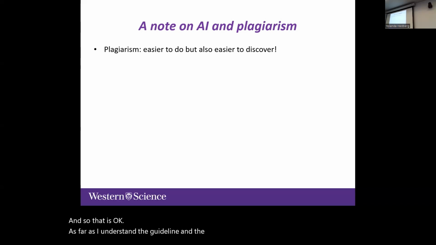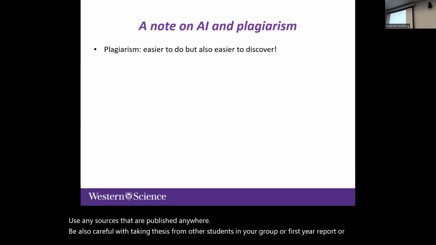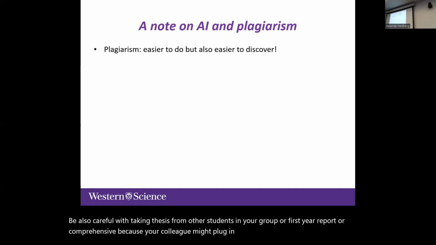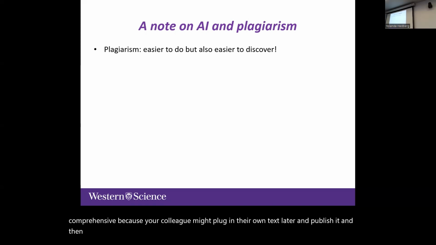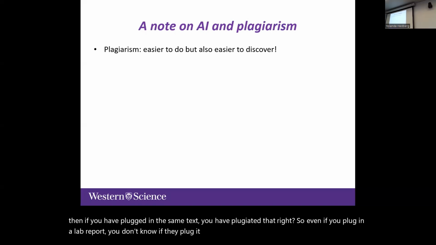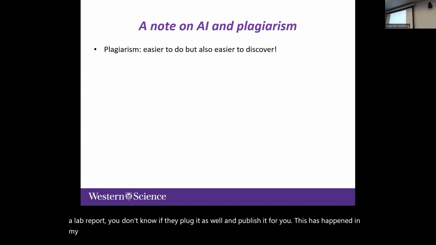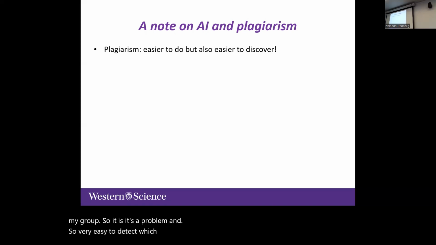And the problem is, true, plagiarism is easily detectable nowadays. So never use any sources that are published anywhere. Be also careful with taking theses from other students in your group, or first-year reports, or comprehensives, because your colleague might plagiarize their own text later and publish it. And then, if you have plagiarized the same text, you have plagiarized their thesis, right? So even if you plagiarize a lab report, you don't know if they plagiarized it as well and published before you. This has happened in my group. So it's a problem, and very easy to detect, which means it could cost you your career.